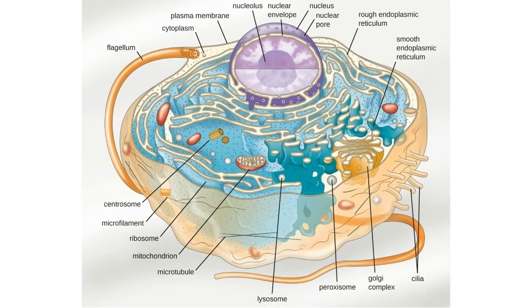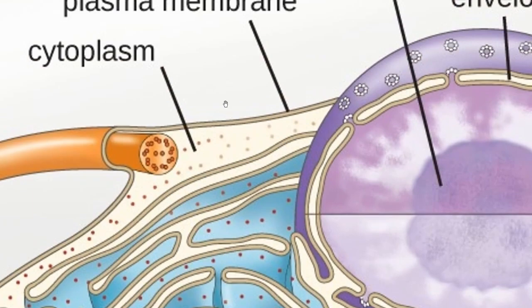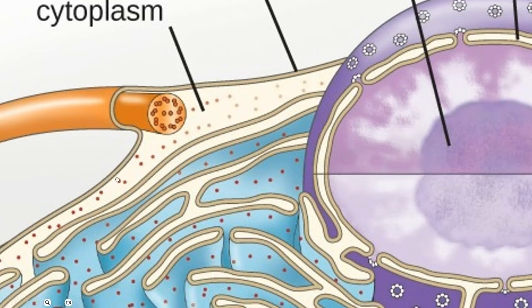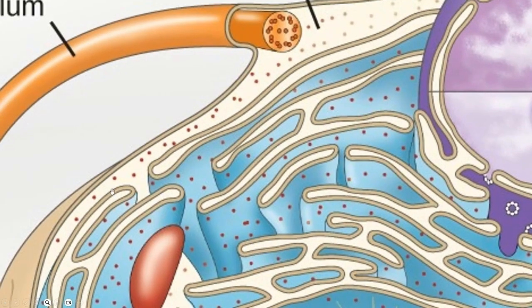Next thing we got is the cytosol. You can see some of this inside the cell doesn't have anything in it. And so that is called cytosol. All this empty space is going to be the cytosol.